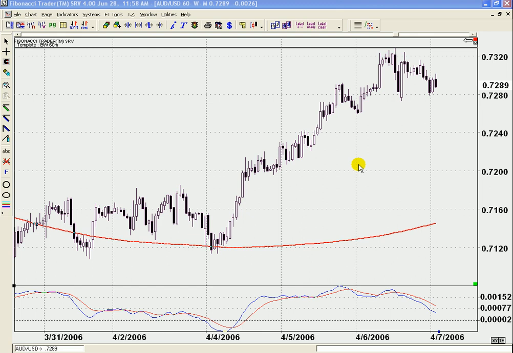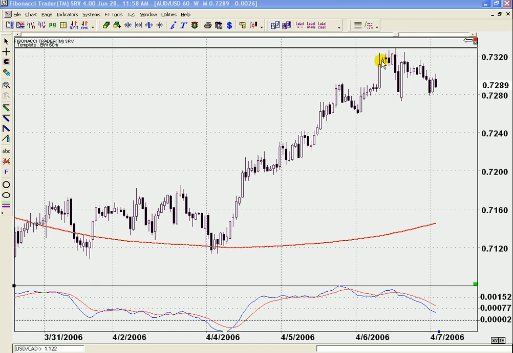We are looking at an Australian dollar, US dollar 60-minute chart. And once again, the days are separated by these vertical lines. Price has been rallying from 71.20 to 73.20 over the period of a few days, which is a nice move for the Australian dollar as its ranges are smaller.